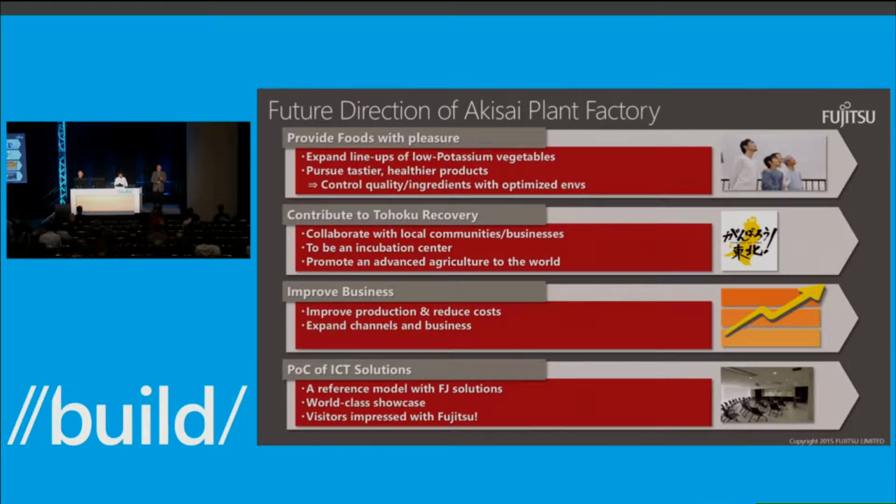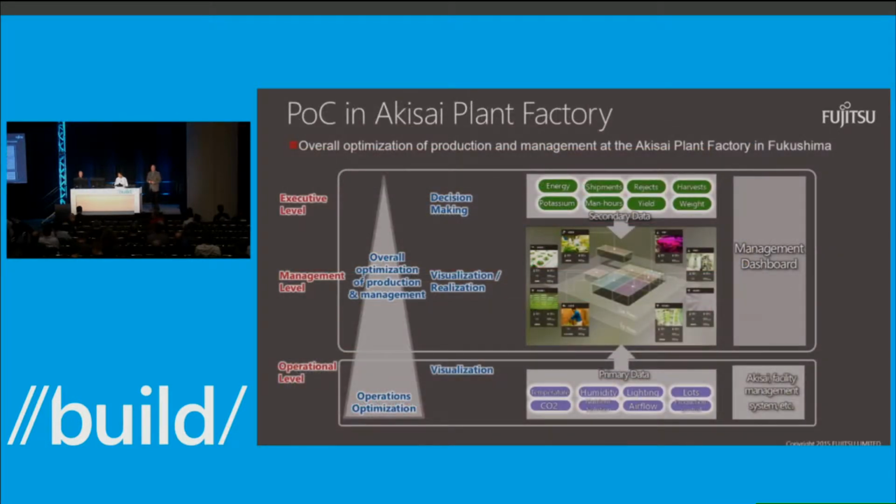And of course, we're improving our business and doing proof of concept around ICT concepts. Keep going, Clemens. If you can hit the go button, that would be just great. Here's what the factory concept looks like in terms of visualization. We've got a nice dashboard we've built at an executive level, a management level, and an operational level. What you saw on the little Fujitsu Windows tablet I just showed is like a mock-up of it.